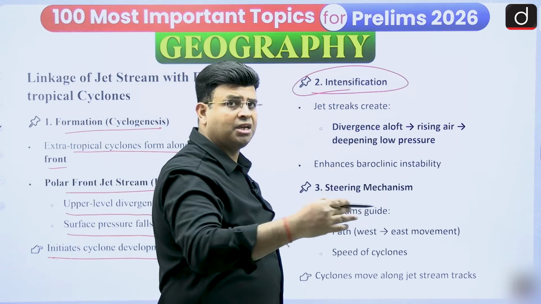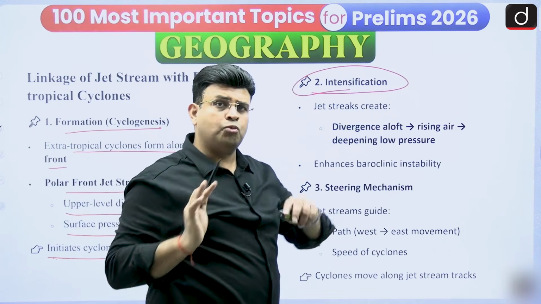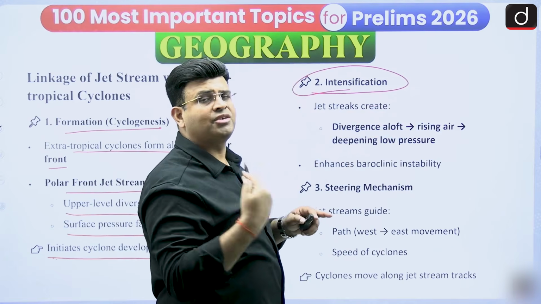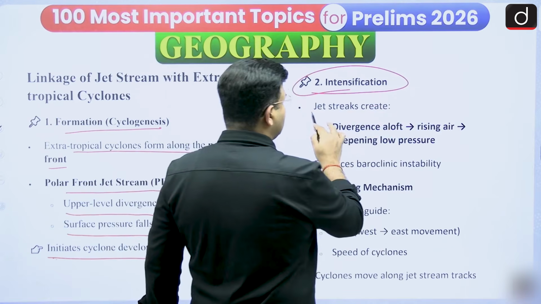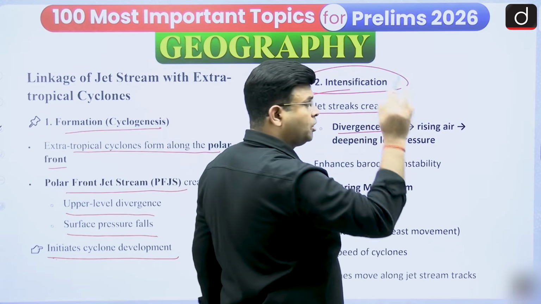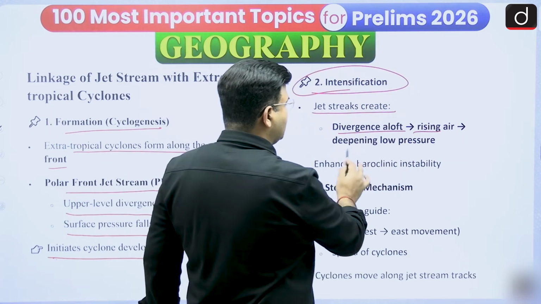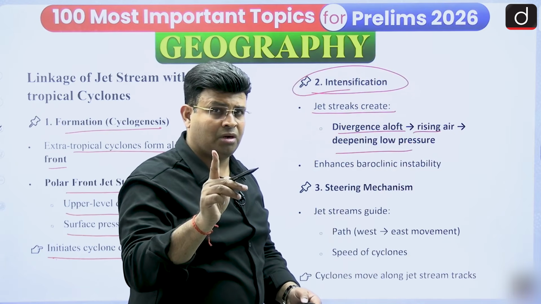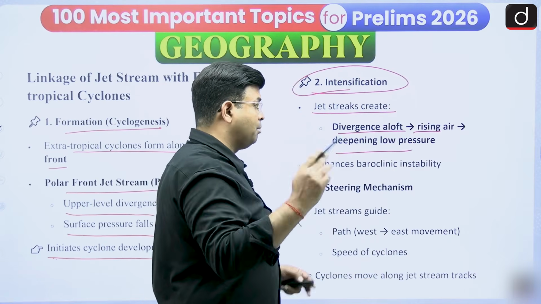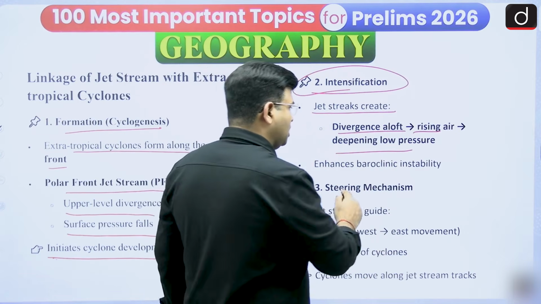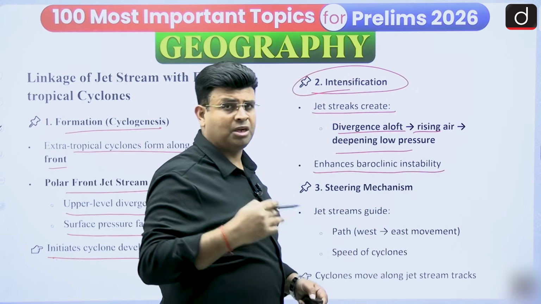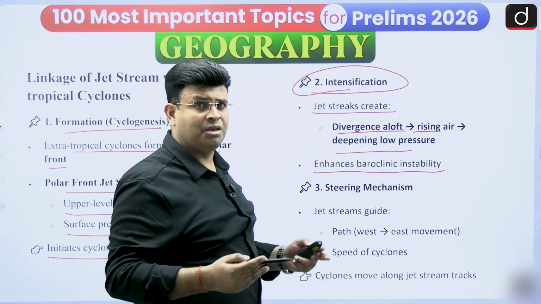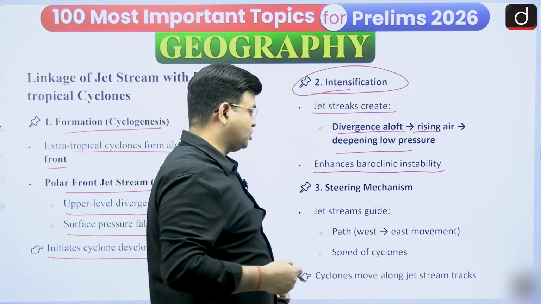Intensification: what intensifies it? If there is a jet streak making more air move up faster, then the extratropical cyclone intensity increases. Jet streaks create divergence in the upper air, air starts rising more from the ground, and then there is more low pressure on the ground. It is a deepening of the low pressure, which enhances baroclinic instability. That means temperature changes with height, and density also changes with height, affecting the pressure system.